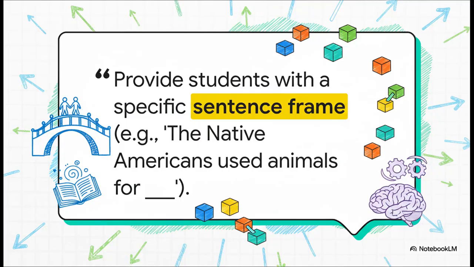And here's the thing. These aren't just vague suggestions. They are concrete, practical tools you can use tomorrow. This sentence frame right here from the kindergarten unit on Native Americans is a perfect example. It's gold. It gives the student the grammatical structure they need so they can focus all their brain power on the history, on the content. It's a bridge that lets them show you what they know.